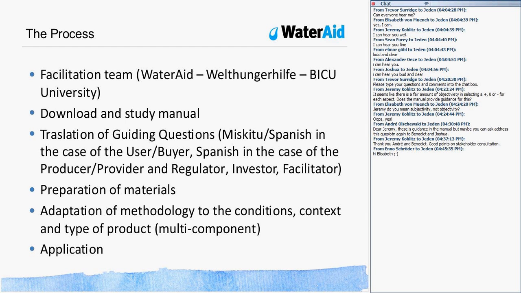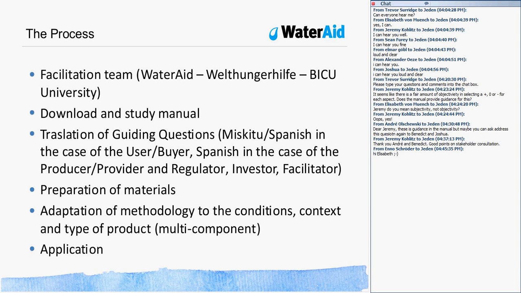In the case of the user questionnaire, we translated that as well to the predominant local mother tongue, which is Miskito. And for the other two, we got them as far as Spanish. That tends to be the language commonly used amongst the producers, providers, regulators, and other stakeholders. We prepared materials for applying this in the field.